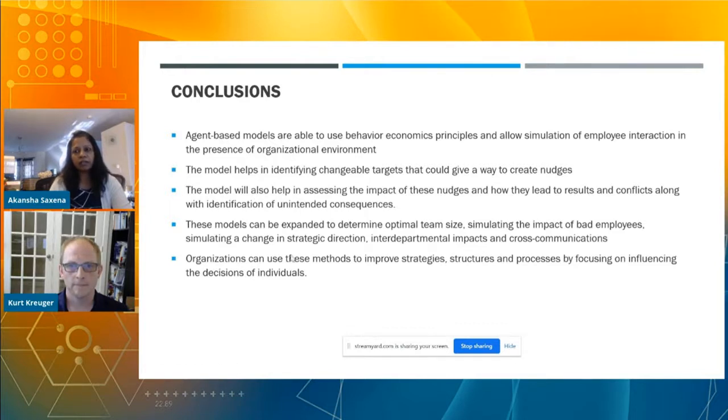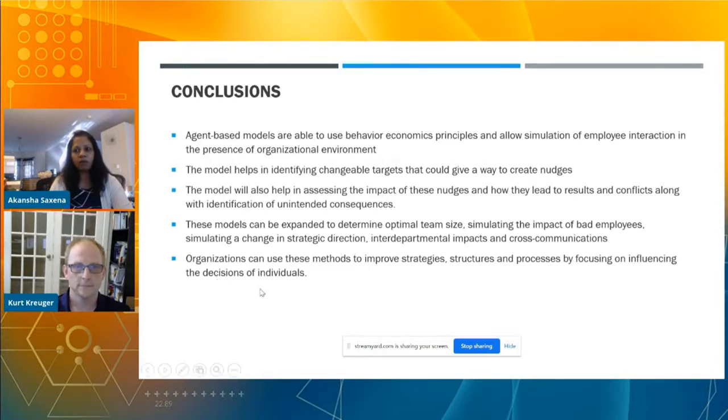And we are also able to already see any unintended consequences of the changes which the organization makes. Say the team size is a very good example. So as I said, we are still working on it. So the future avenues for these models would be to determine team sizes that are optimal team sizes, simulating the impact of bad employees, simulating change in strategic directions, and even interdepartmental collaborations and communications.